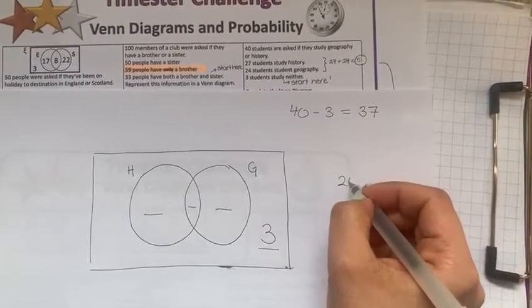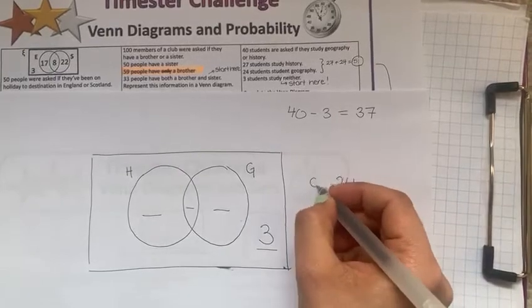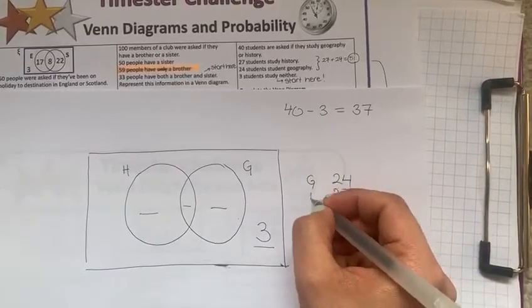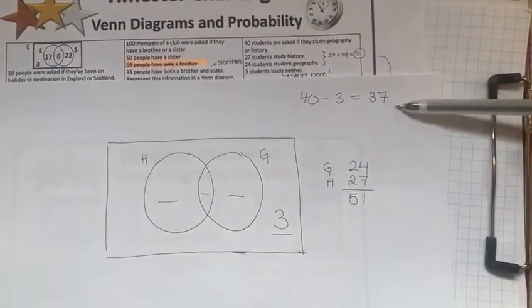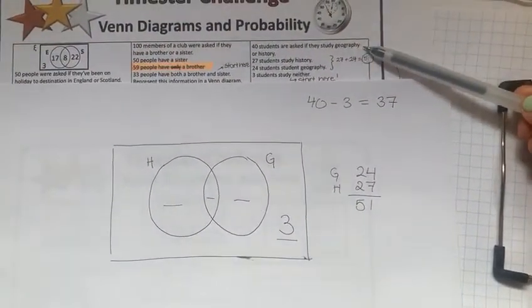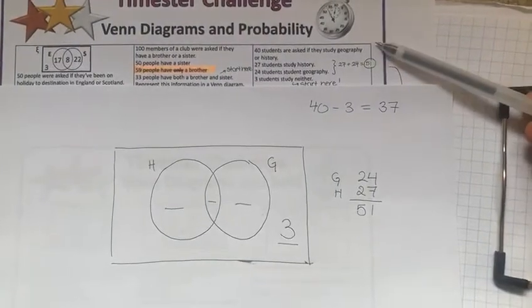So if I add those up, I've got 24 for geography and 27 for history. That gives me a total of 51. That's obviously quite a bit more than 37. It's also quite a bit more than 40, so you might initially think there's a mistake there. There isn't a mistake there.